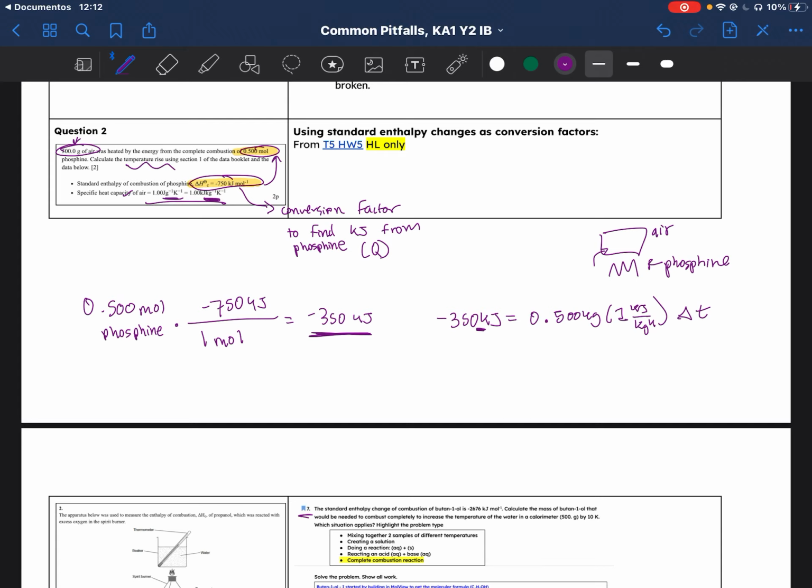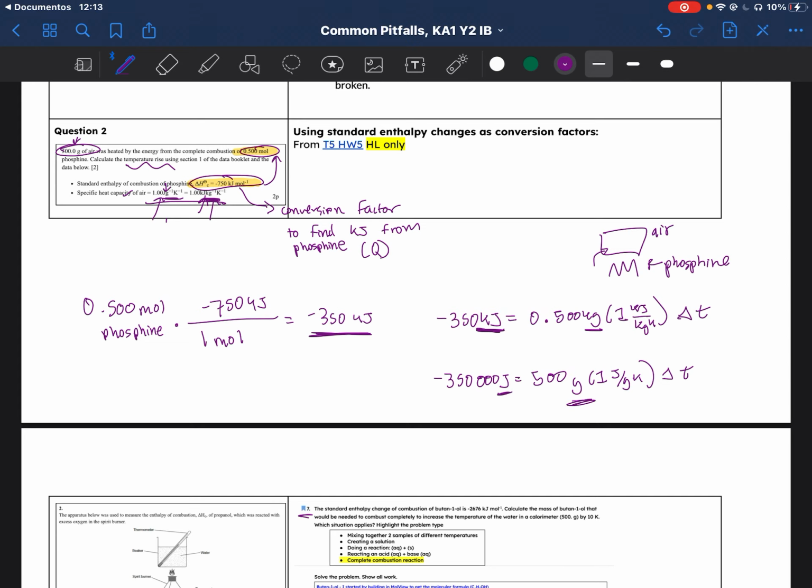You also could have done joules and grams. So I could have had negative 350,000 joules equals 500 grams times 1 joule per gram, degree Celsius, or degree K, doesn't really matter, times delta T. But I needed to make sure units canceled. Kilojoules with kilojoules, just like we see here, kilojoules with kilograms, excuse me, or joules with grams.